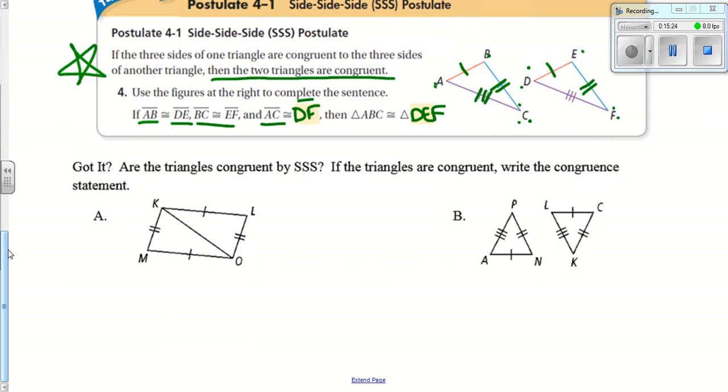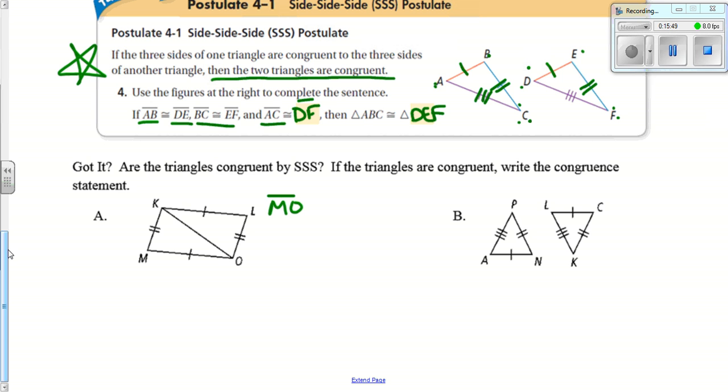So side, side, side. Let's take a look at these two examples. The question says, are the triangles congruent by side, side, side? Can we prove that three sides are congruent based upon the information we're given? If they are, write the congruent statement. So we'll do the first one together. So right here, I see that MO is congruent to what? Okay, now, pause on that for 1 second.